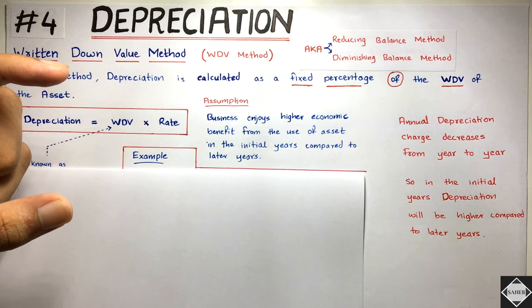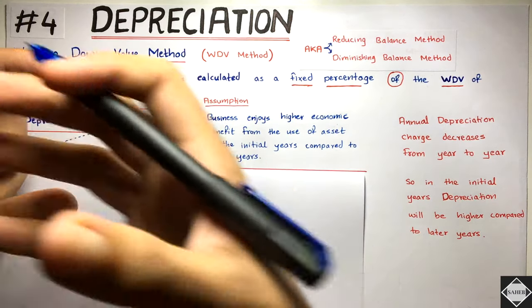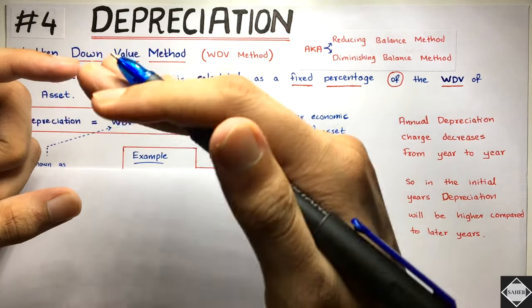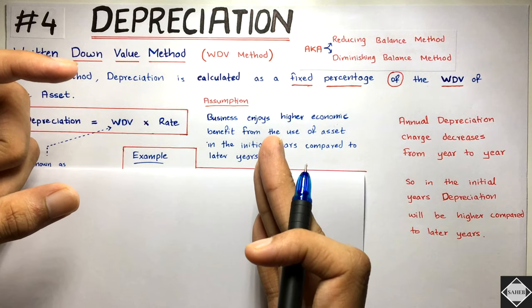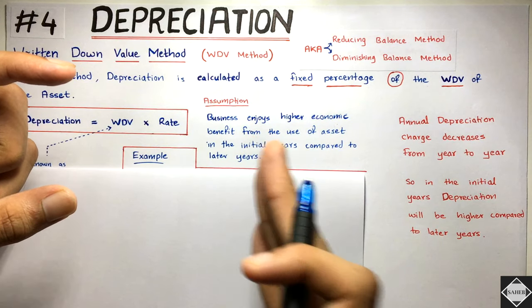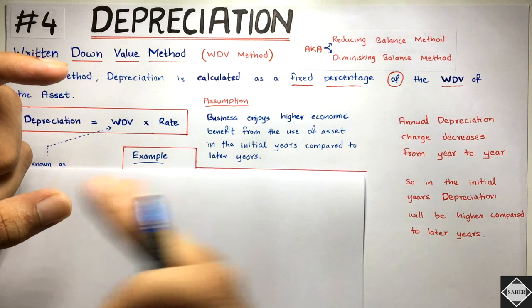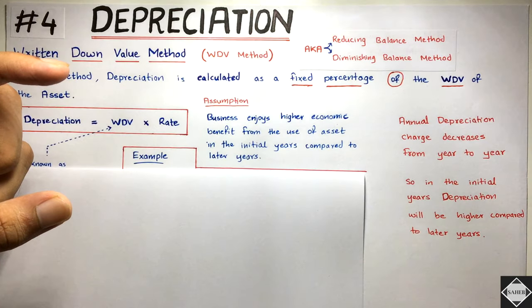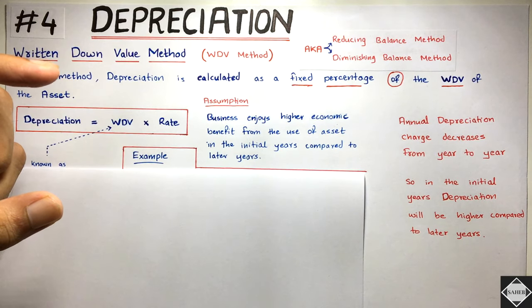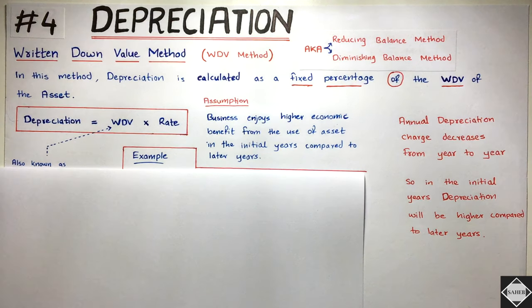Now, do you understand the pattern? What's happening here? The economic benefit which you are getting from this asset is reducing over time. In the first year, you were able to produce 1 lakh. In the second year, 95,000. In the third year, 90,000. Then 85,000, 80,000, and so on. So what will happen? The economic benefit which you get from the asset in practical life decreases over a period of time, isn't it? Take your own example.